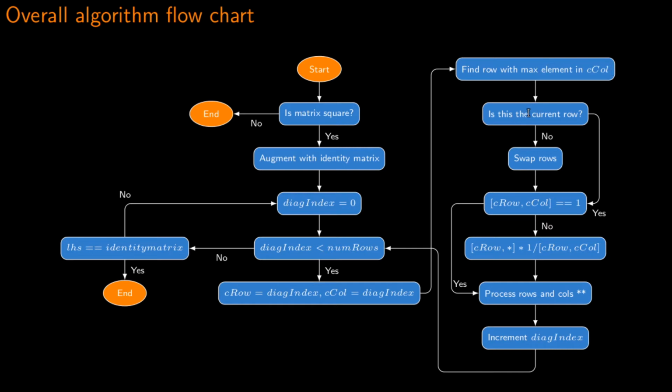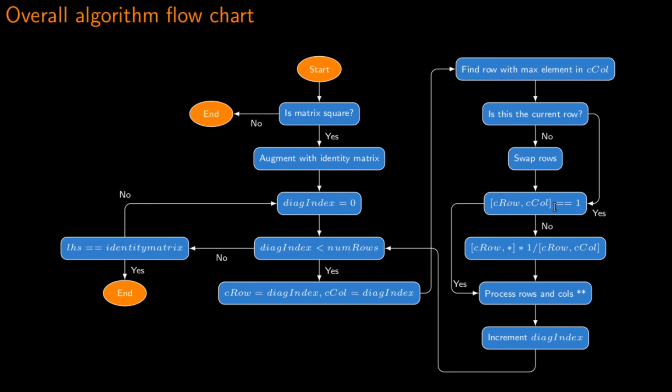Now if that is the current row, then we don't need to do anything. If it isn't, we want to swap rows. The purpose of that is to bring the largest element in that column into the current row. Okay, and then we do a test. We have a look here, whether we've swapped rows or not.